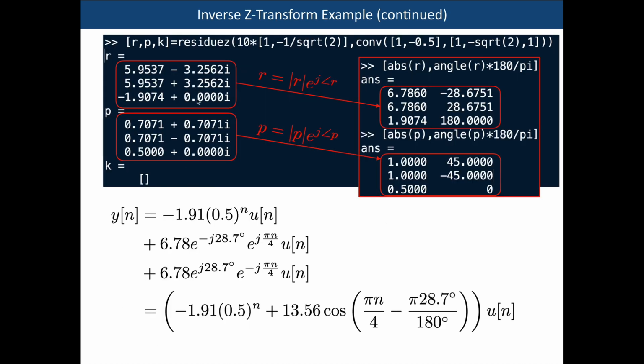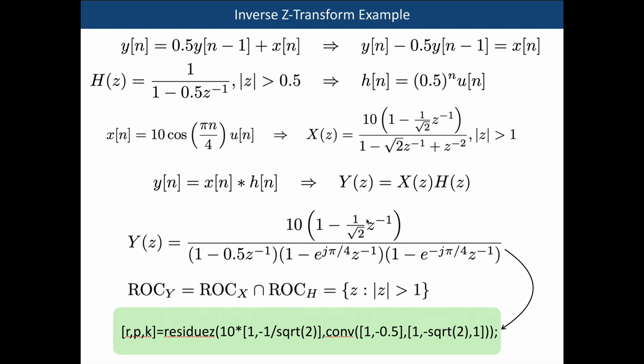So here's actually a screenshot from MATLAB, plugging that same thing in. It spits out the residues, which are here, these complex numbers. It would be nice if these were nice numbers, but they're not. Here are the poles. Again, it would be nice if those were nice numbers, but they're not. And the direct terms. There are no direct terms because this is a proper rational function.